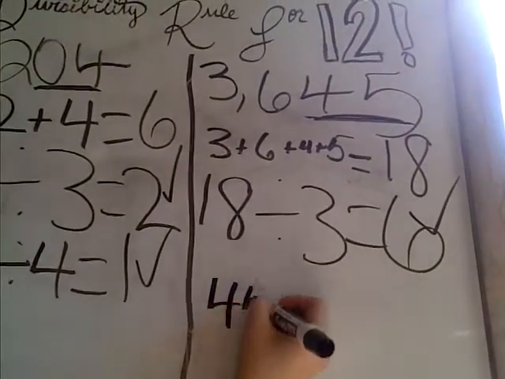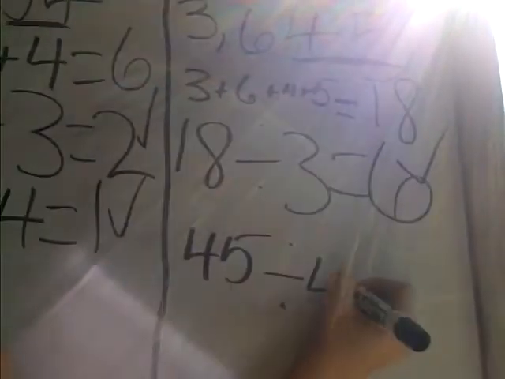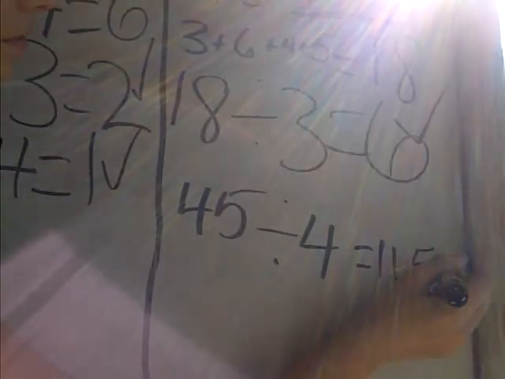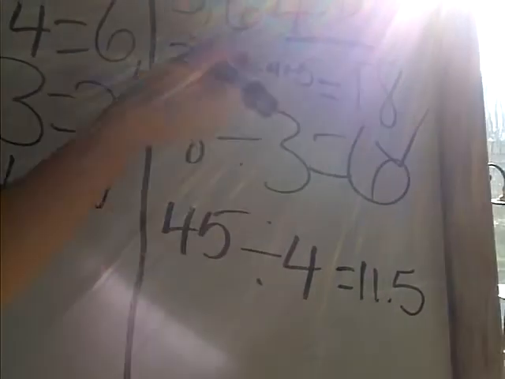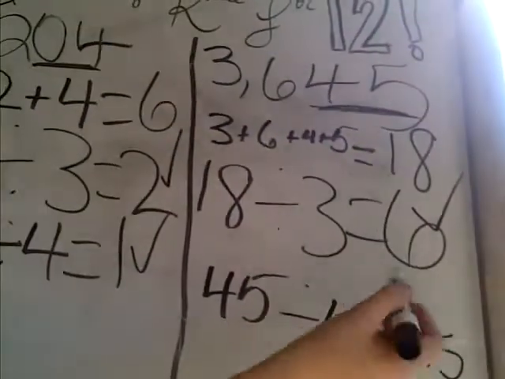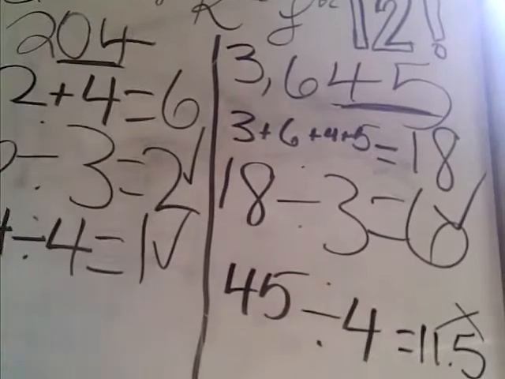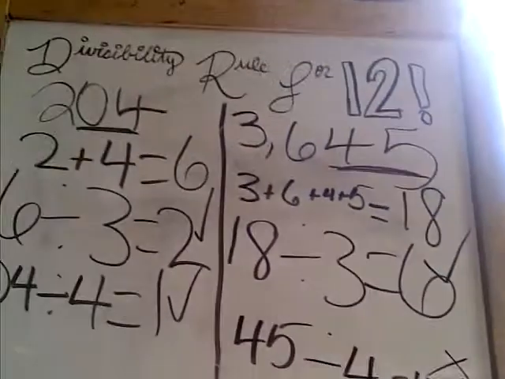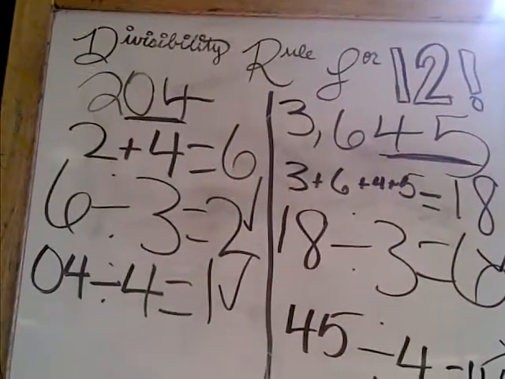Then for 4, take the last two digits, which is 45, and divide that by 4. Which is 11.5. So, 3,645 is not divisible by 4. So, 3,645 is not divisible by 12.